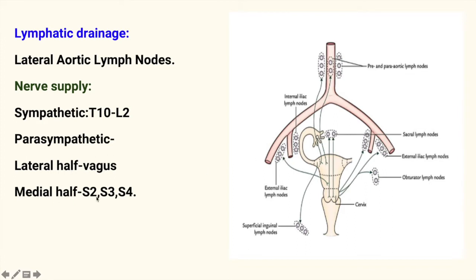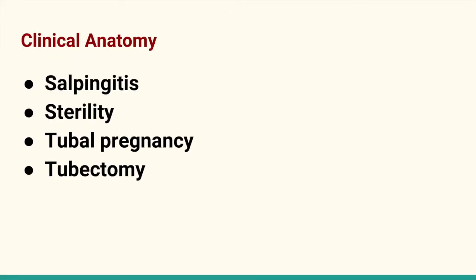The medial half is supplied by the S2, S3, S4 nerves. In the sympathetic, it induces the movements of peristalsis. In the parasympathetic, there will be the inhibition of the peristaltic movement. Now we'll see the clinical anatomy of the fallopian tube.